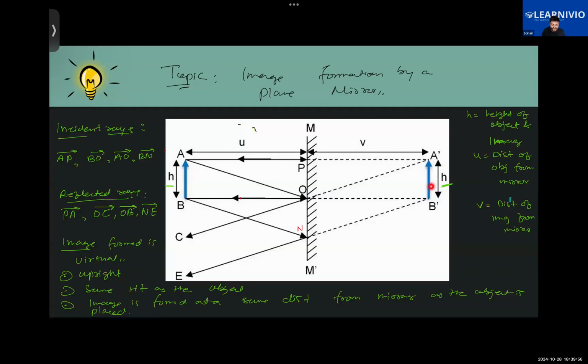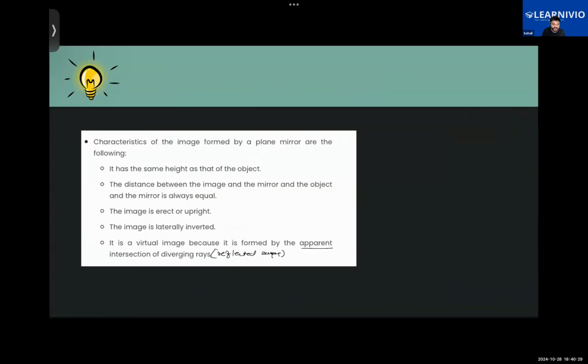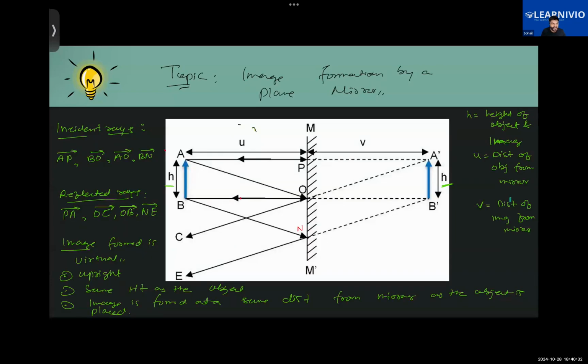The image will be of the same size as the object. The object has the height h, and the image also has the height h. And the image appears at the same distance behind the mirror as the object is in front. Is it actually at that distance behind the mirror, or does it appear to be at the same distance behind the mirror as the object is? You guys tell me. It appears to be, but it is not actually at that same distance; it appears to be at the same distance. So this is how the image formation takes place by the plane mirror. Khadija, is that clear to you? Yes, sir. Okay.